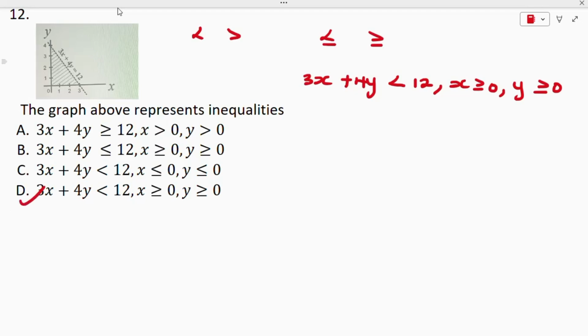Okay, so this is how you can easily read a graph such as this right here. You take a look at the line. If it is a straight line or a broken line, then you take a look at the part shaded. Once you do that, you'll be able to find out if it is less than or greater than, less than or equal to. Okay, so let's go on to the next question.